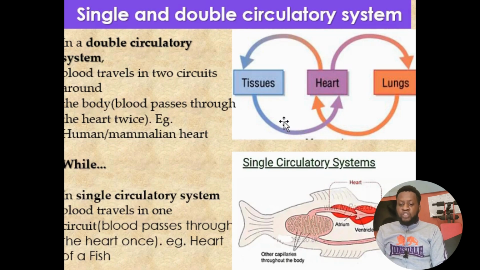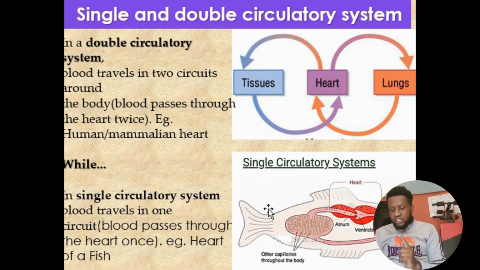Okay, so in double circulation, blood travels in two circuits around the body. Like I said, from the lungs to the heart. From the heart, it goes into the body. From the body, it returns back again to the heart. From the heart, it goes back to the lungs. So that's what I meant by two circuits. So it passes through the heart twice, while single circulation passes through the heart once, and it travels in one circuit. Okay, I guess that is clear.